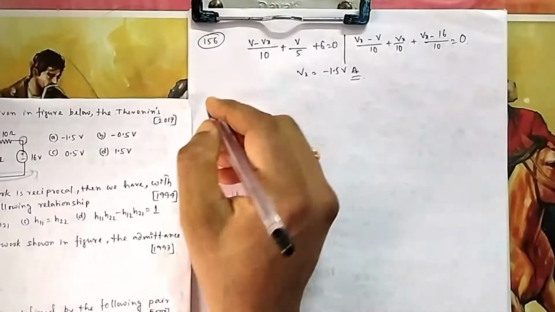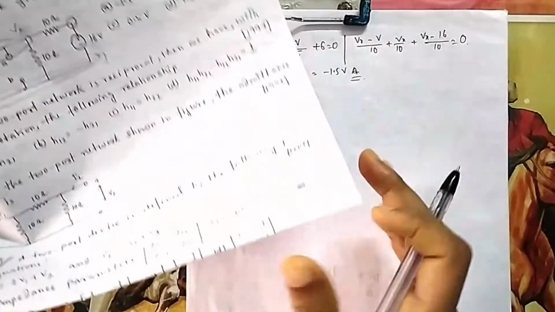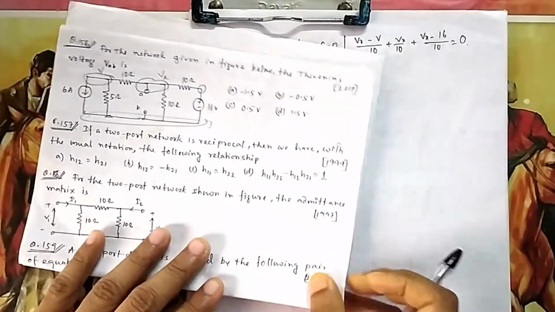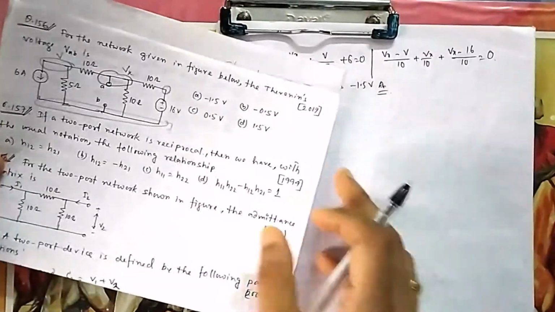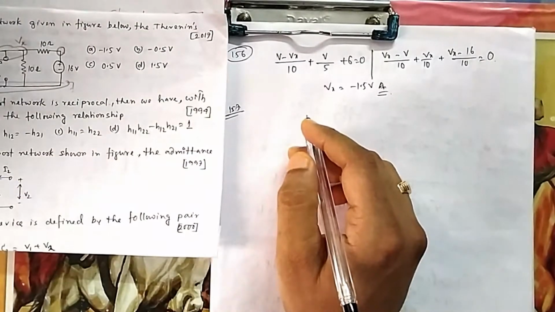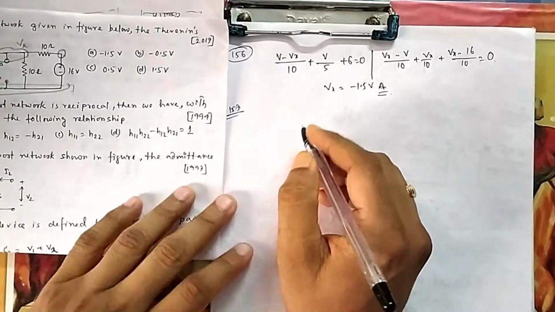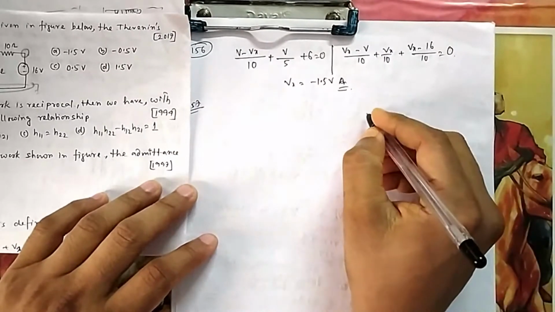Okay, next question number 157. In 157, this is from two-port networks. We have started two-port networks. In a two-port network, if the network is reciprocal, then with the usual notation the following holds. In two-port networks you have Z parameters, Y parameters, hybrid parameters, inverse hybrid parameters, and ABCD. I think you should know all these parameters. Let me give a little brief of this one.